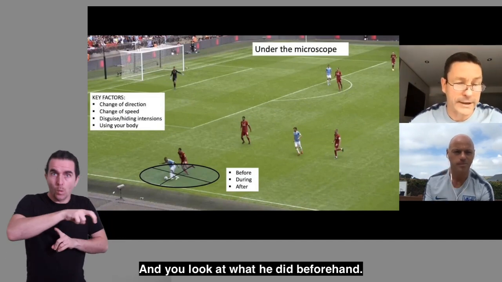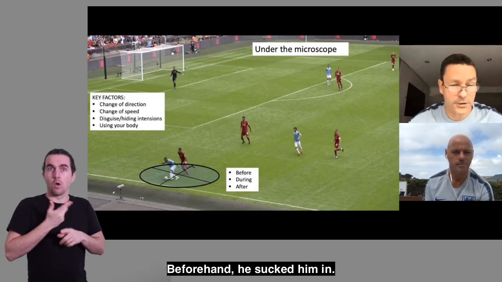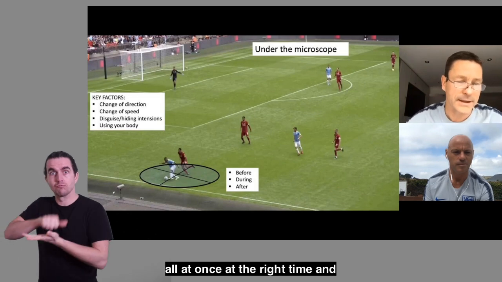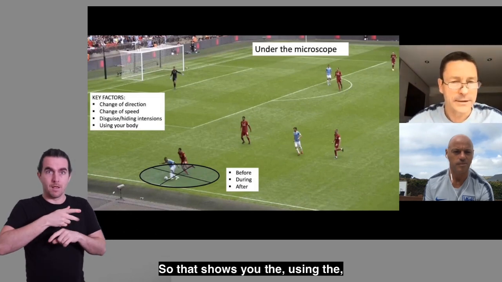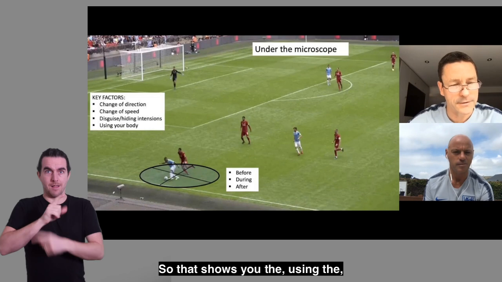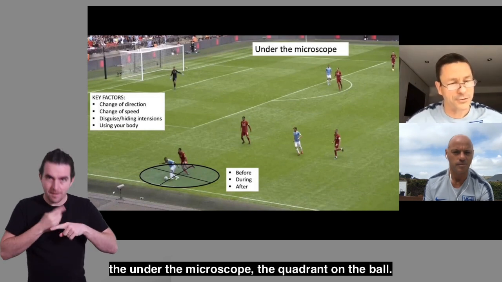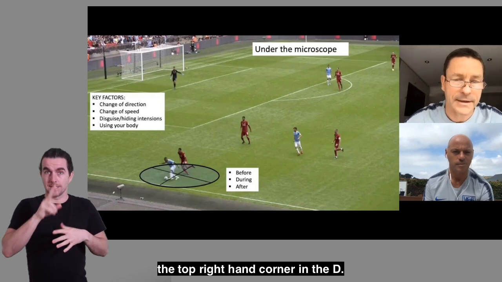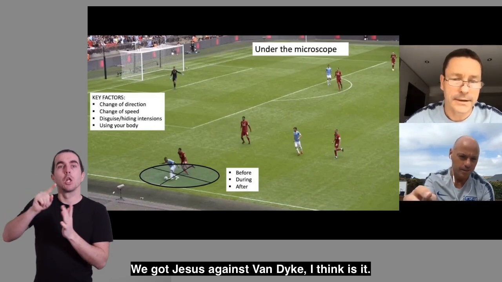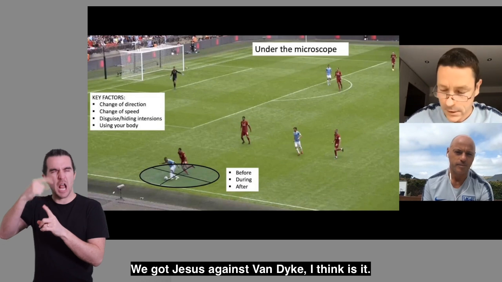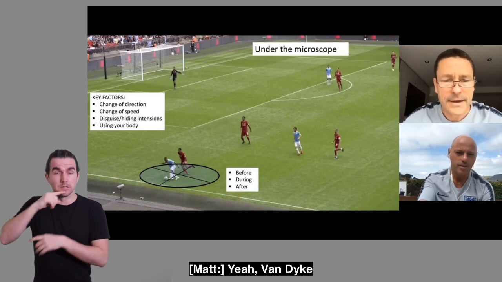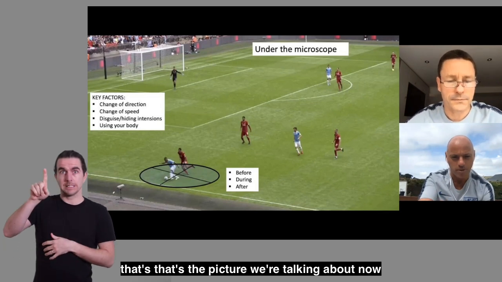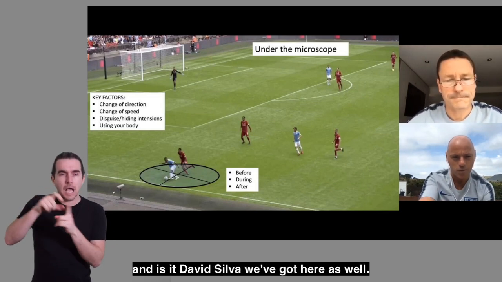Yeah. And you'd look at what he did beforehand. Beforehand, he sucked him in. During, he did the changes all at once to the right time, and afterwards he cut across. So that shows you using the under the microscope, the quadrant on the ball. But if we were to look to the top right-hand corner in the D, we've got Jesus against Van Dijk, I think, is it? Yeah, Van Dijk, and that's the picture you were talking about now, and is it David Silva we've got here as well?